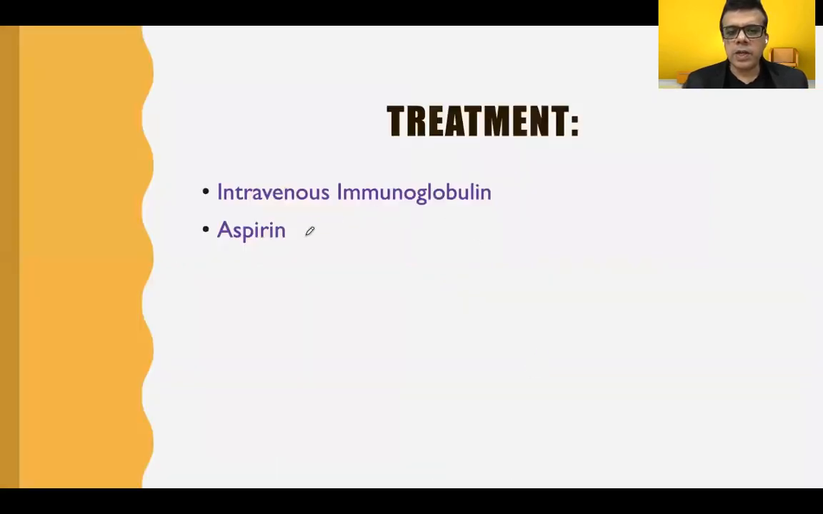The treatment includes intravenous immunoglobulin and aspirin, which both have shown promising results. And with properly treated patients, it's very rare to get coronary artery involvement with coronary artery aneurysm formation if it is treated in due time with IV immunoglobulin and aspirin. So both of these therapies have shown promising results.